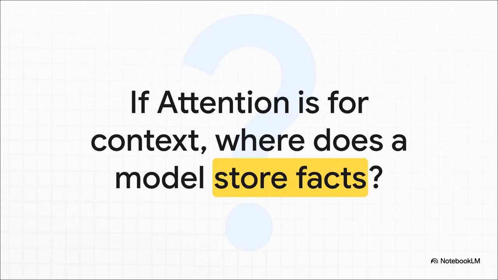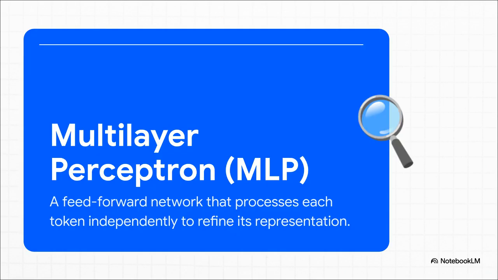Yeah, that's a fantastic question. That knowledge, the fact that Michael Jordan plays basketball, it's not figured out by attention. It's actually stored in a totally different part of the model that acts like its long-term memory. That information lives inside something called the multi-layer perceptron, or MLP.